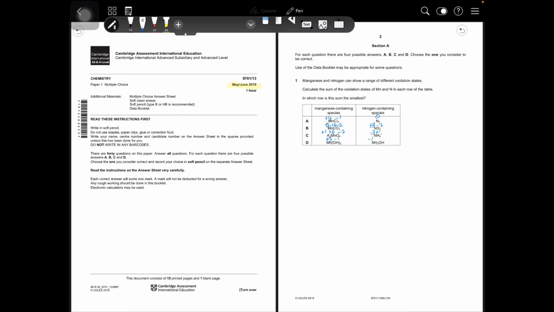So combine all the oxidation numbers for each row. The first row: +4 plus 0, we have 4. The second row: +2 plus +3, so we have 5. On the third row, +6 plus -3, so we have +3. And the last row, +3 plus -1, we have +2. Hence the smallest will be D.